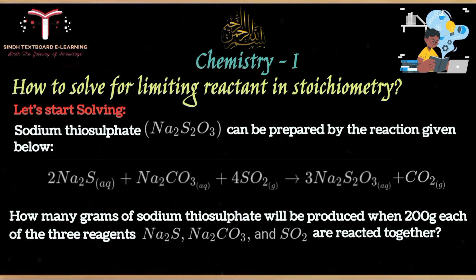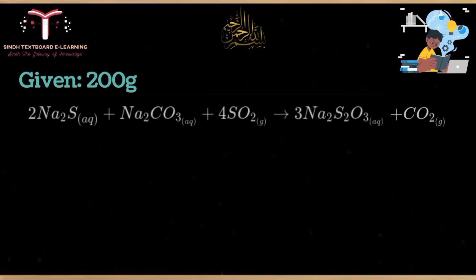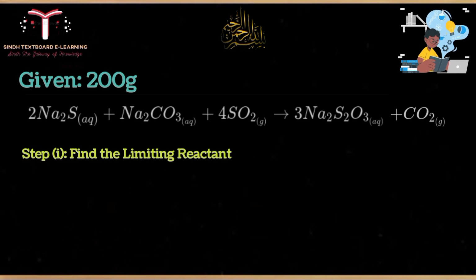Let's solve this question and find which reactant is limiting and how many grams of the product sodium thiosulfate we get. So here is the equation. We are given 200 gram each of Na2S, Na2CO3 and SO2, which react together to form sodium thiosulfate. First of all, we will find the limiting reactant.